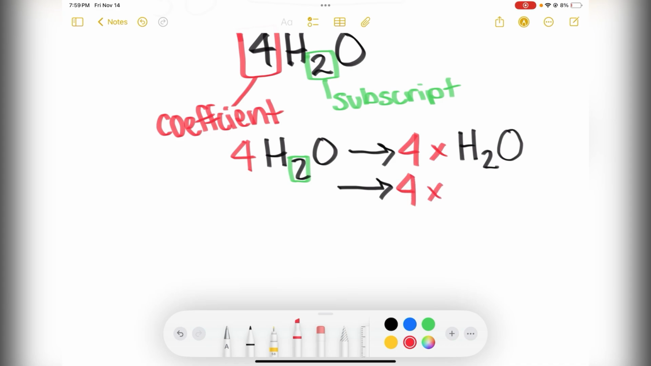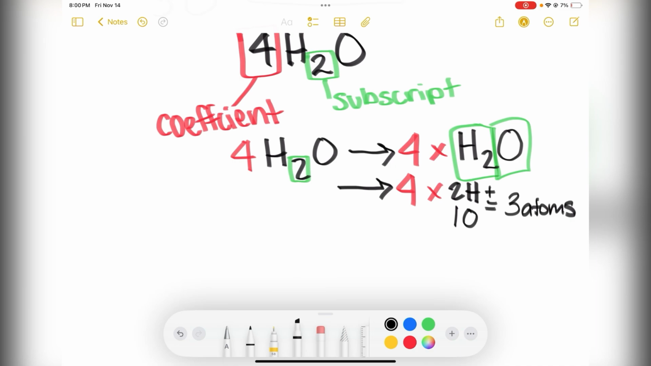We have 2H, 2 hydrogen, and we have 1 O. Because remember, since there's nothing following the letter, it means there's only one. We're going to add them up. Equals 3 atoms. Oh, but wait a minute. That can't be it. What's that 4 at the front do?